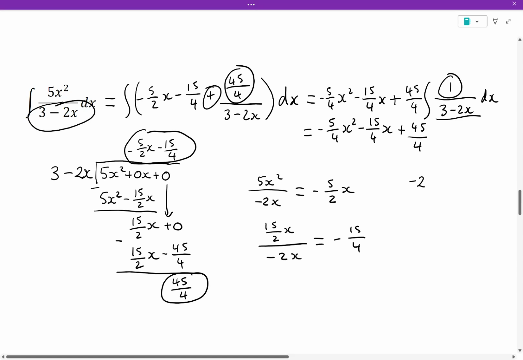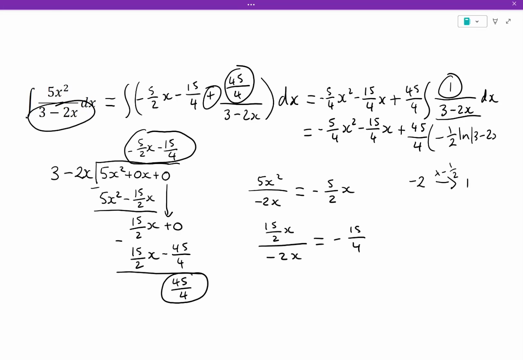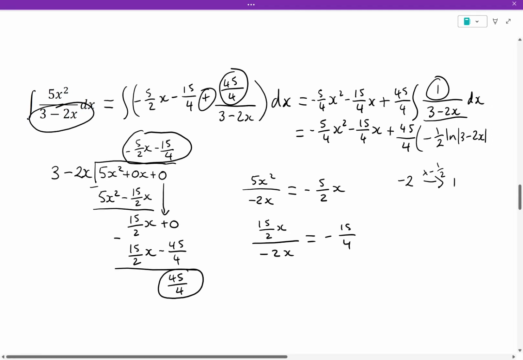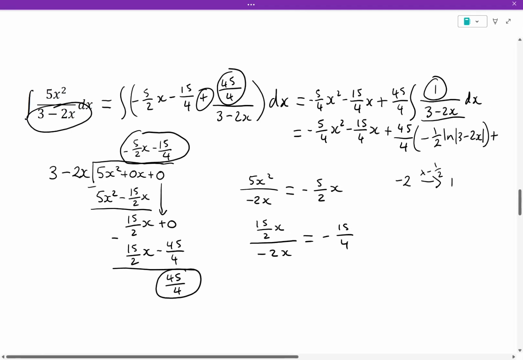To get from -2 to 1, we'd have to multiply by -1/2. Okay, so then we would get -1/2 ln of the modulus of 3 subtract 2x. Okay, and then close your bracket, and then plus c. Then you can expand the bracket with the 45 over 4 and the -1/2 if you want, but I'm going to stop there.